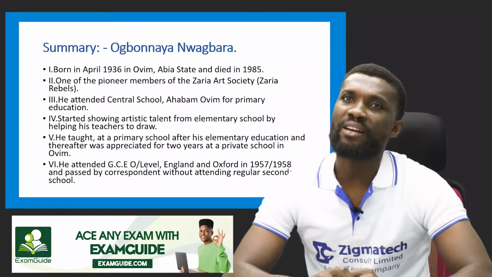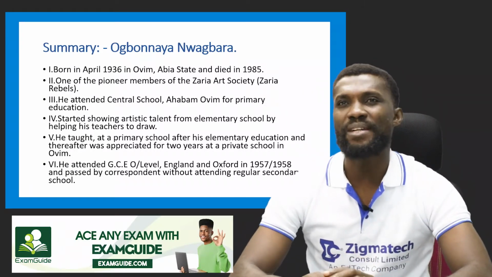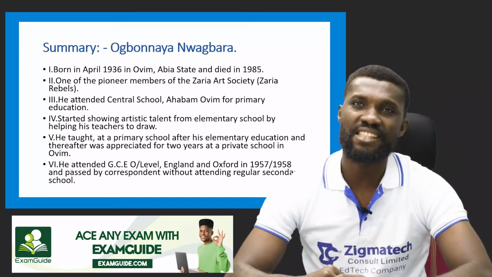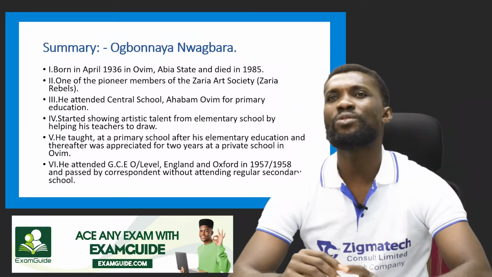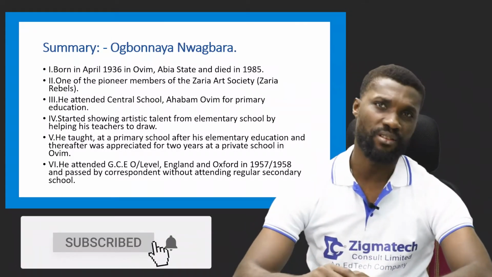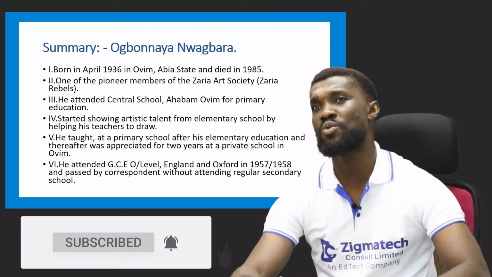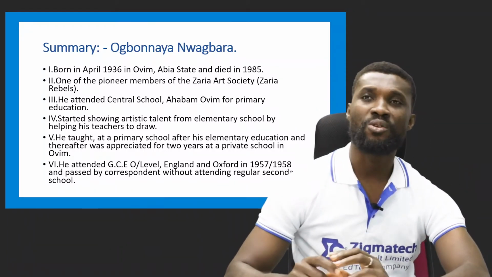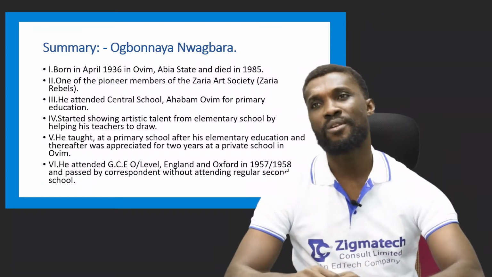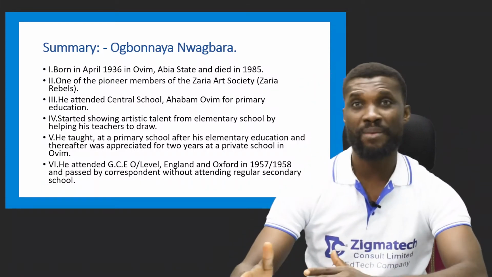Now, Ogbonnaya Mwamara was born in April 1936 in Ovin in Abia State, and he died in 1985. He was one of the pioneer members of the Zaria Art Society, the Zaria Rebels. He attended Central School Amabon in Ovim. That was his primary education.